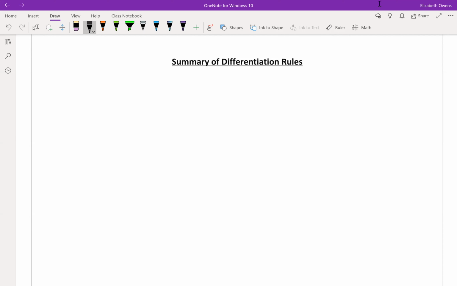So this will just give you another way to look at them and a way to have them all in one place. Remember, these are all ideas that you need to memorize, these rules and these properties here.